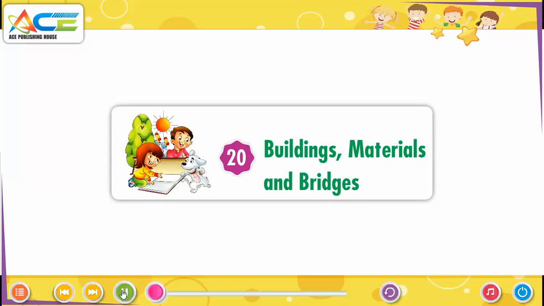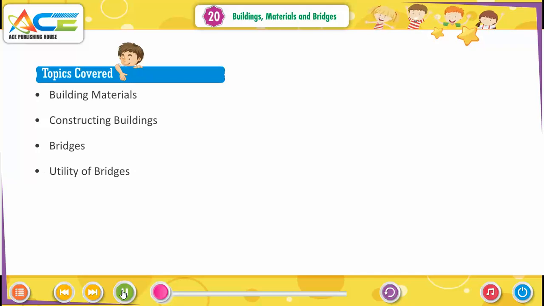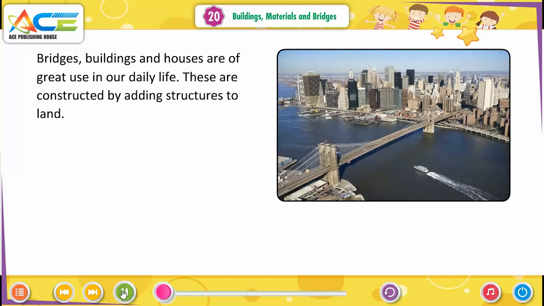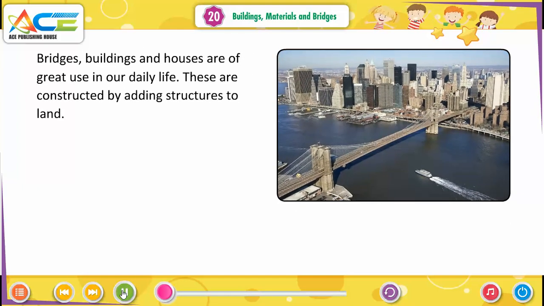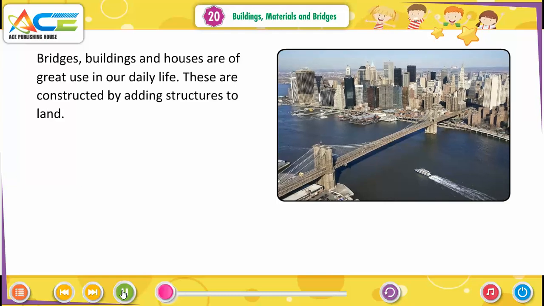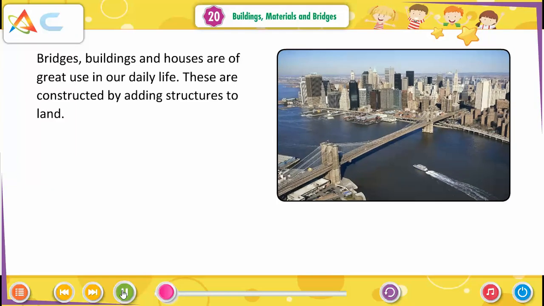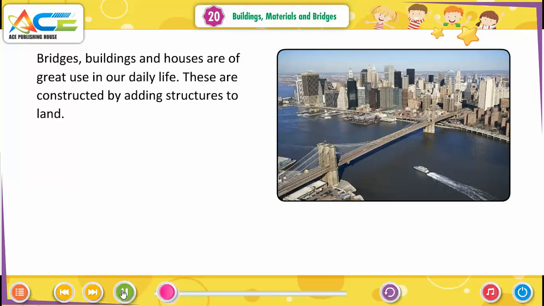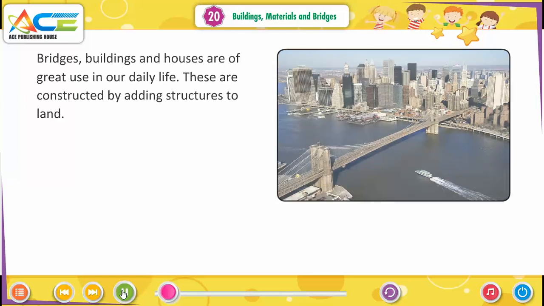Chapter 20: Buildings, Materials and Bridges. Topics covered: building materials, constructing buildings, bridges, utility of bridges, different types of bridges. Bridges, buildings and houses are of great use in our daily life. These are constructed by adding structures to land.